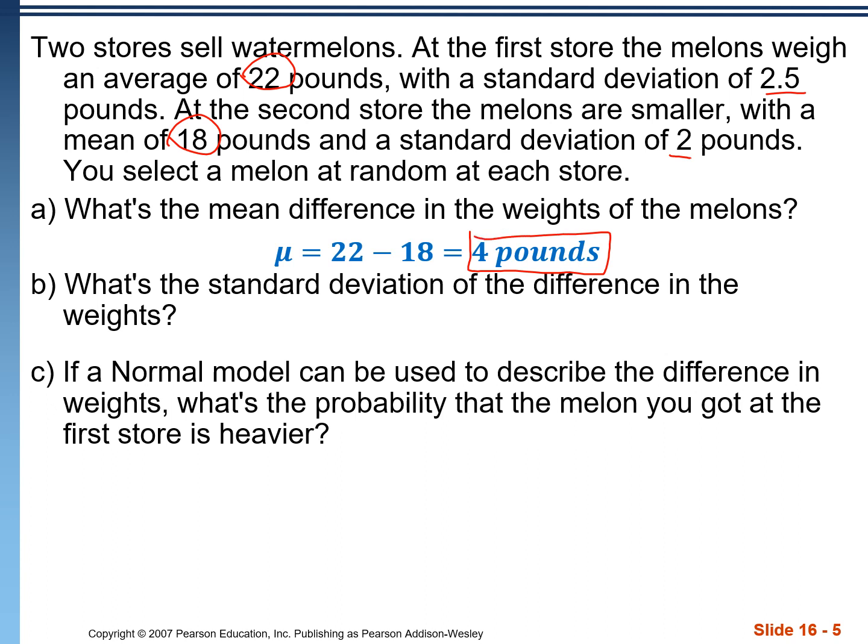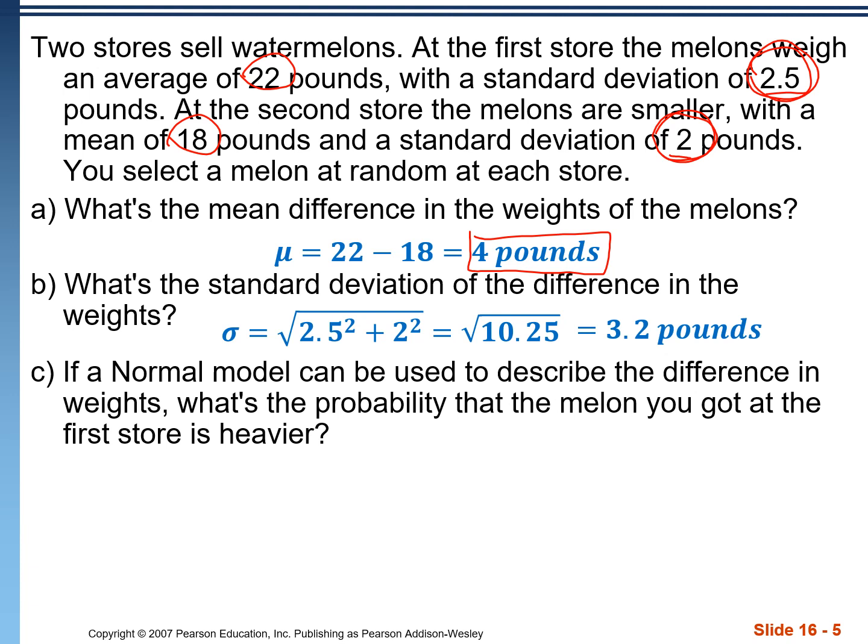Standard deviation of the difference. Now we're working with these numbers here, and we can't just subtract them. We're not going to subtract them at all, actually, because we always add variances. Square both of those numbers, add them together. We get radical 10.25, which is 3.2 pounds.